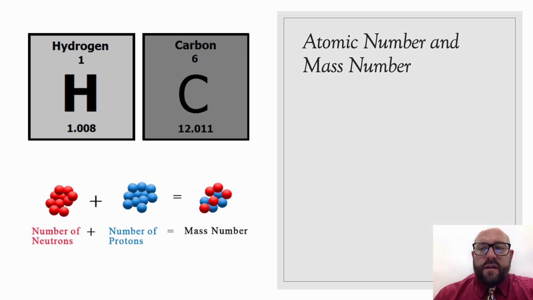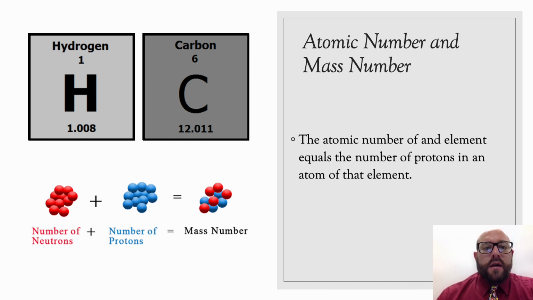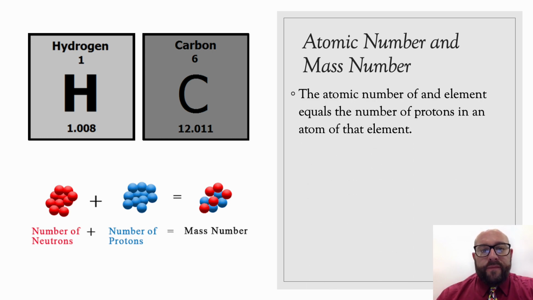The atoms of any given element always have the same number of protons. For example, there is 1 proton in the nucleus of each and every hydrogen atom. Therefore, hydrogen is assigned the atomic number 1. The atomic number of an element equals the number of protons in an atom of that element. Hydrogen atoms are the only atoms with a single proton.